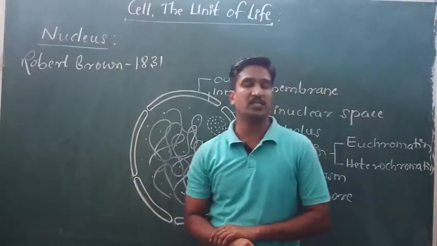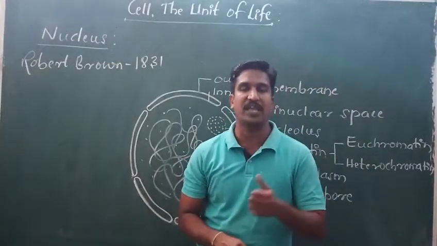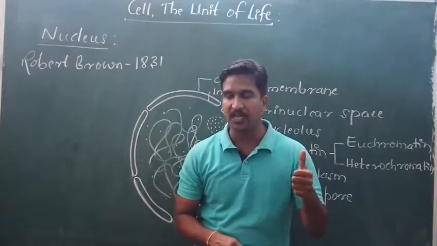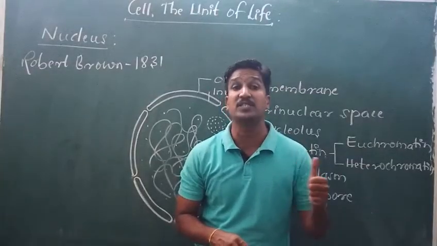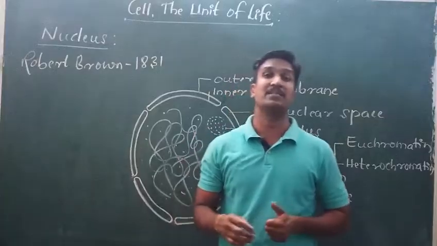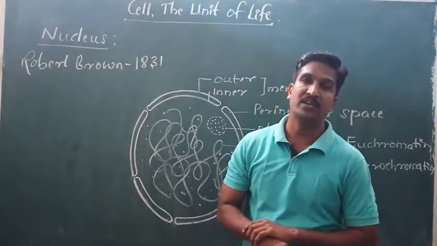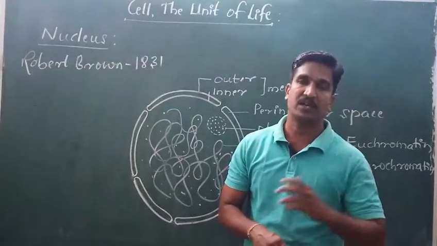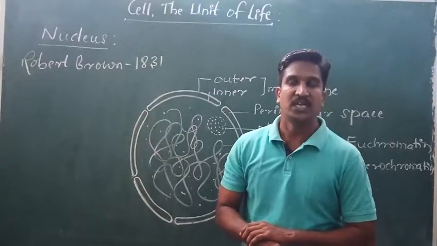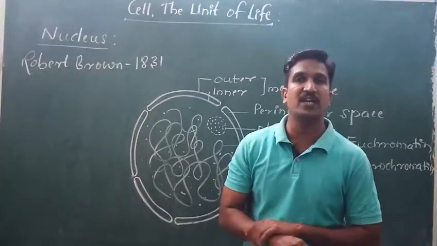In some exceptional cases, this nucleus is absent, like in erythrocytes, the RBCs in certain mammals. Certain mammals like human beings, RBCs do not have a nucleus. Whereas in the plant, sieve tubes do not contain a nucleus.